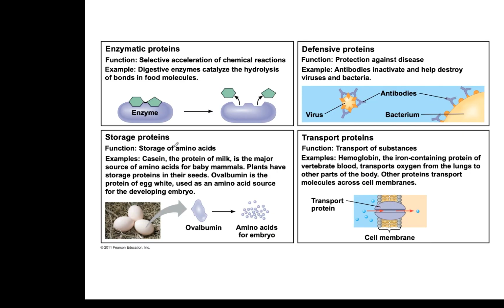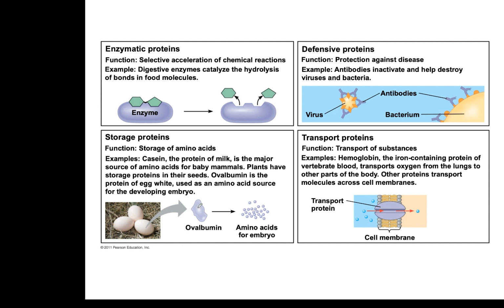So this is a detailed diagram to explain enzymatic protein. Here a chemical reaction occurs. These are the reactants and these are the products. But the enzyme really facilitates the chemical reaction taking place very fast with a low activation energy. Defensive protein, this is antibody. Here's an antibody. This antibody grabs a virus. Therefore, this antibody kills the function of the virus.